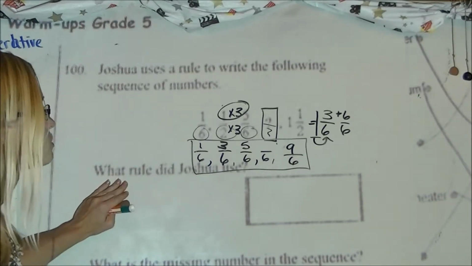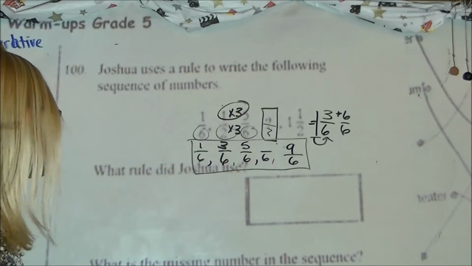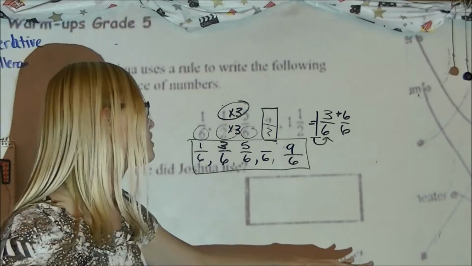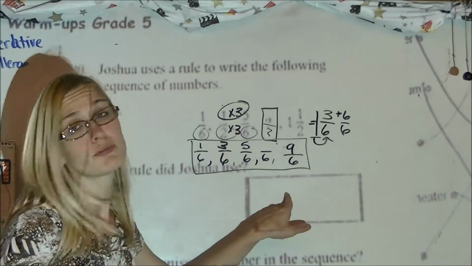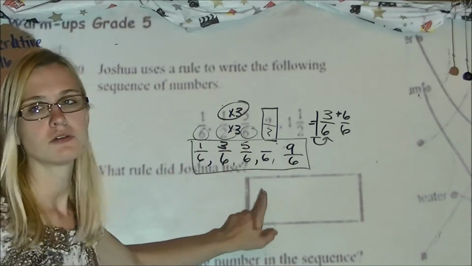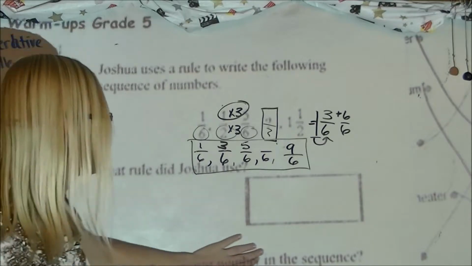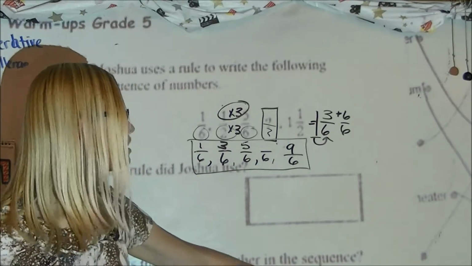So what rule did Joshua use? He used counting by odd numbers. And what is the missing number in the sequence? It is, you could say plus 2 here, by the way. 1 plus 2 plus 2 plus 2. So probably plus 2 is better here if you're talking about making a table. And then the missing number in the sequence would be 7.